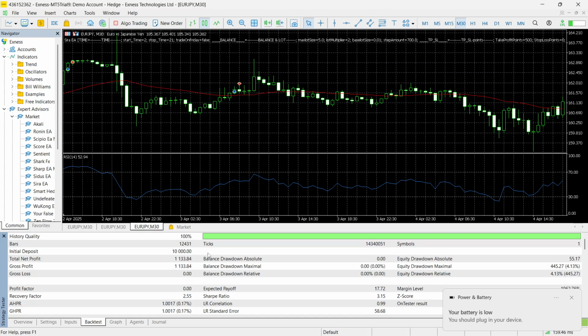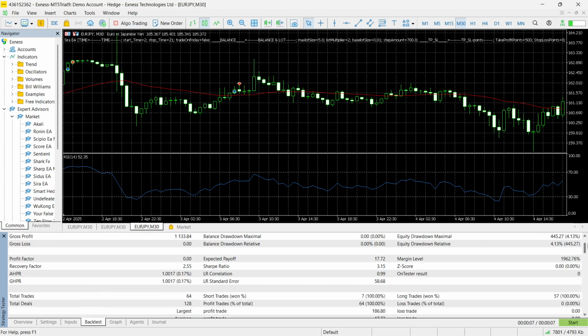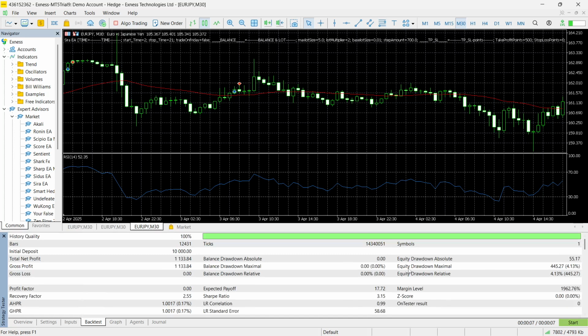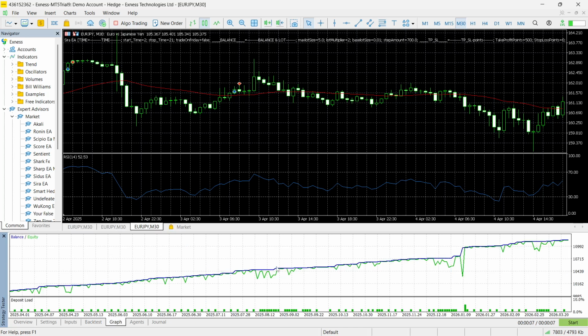So like I said, the initial deposit was $10,000. And for that, we have a total net profit of $1,113. Okay, that looks pretty decent. Okay, the total trades taken over the period were 64 trades, and we have an equity drawdown of 4.13%. All right. As for the graph, let's take a look.